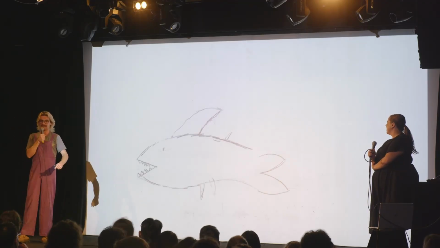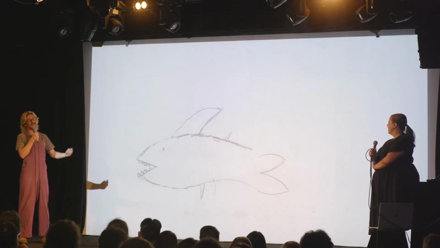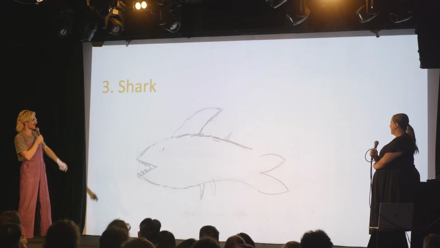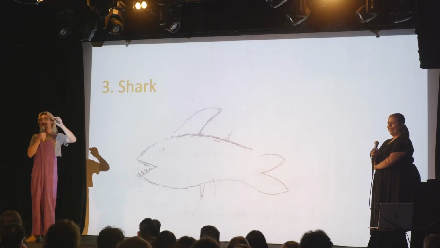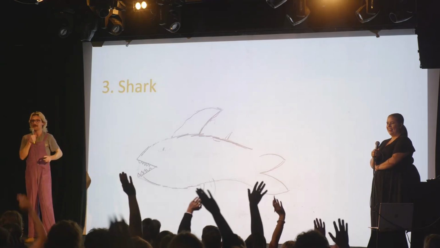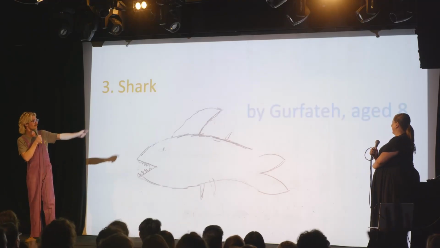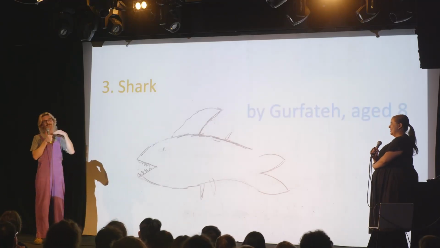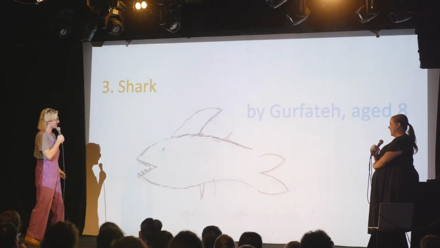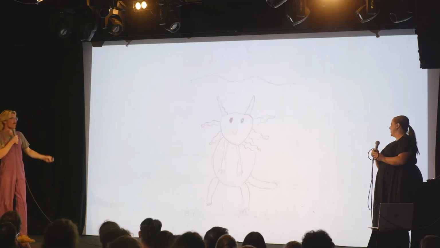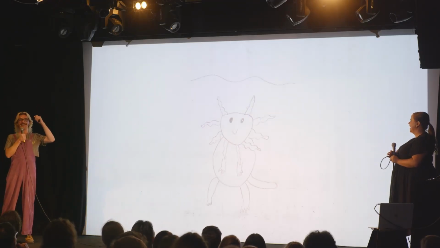Number 3. Shark. Yeah, this one's easy. Come on. Shark. What was it drawn by? Hands up for child. Yeah. Hands up for PhD physicist. Someone here does not hold a PhD in quantum physics. What is it? Yeah, you big nerd.